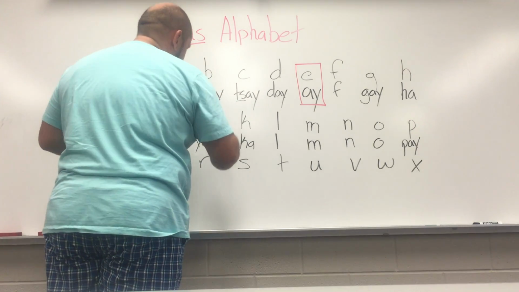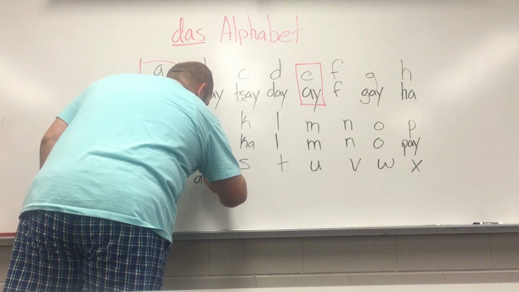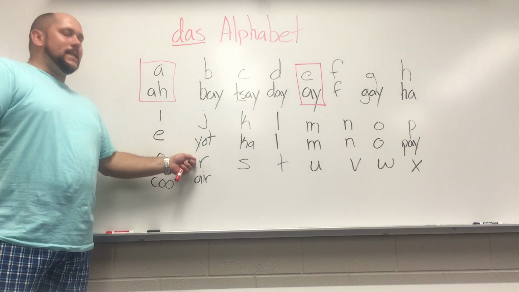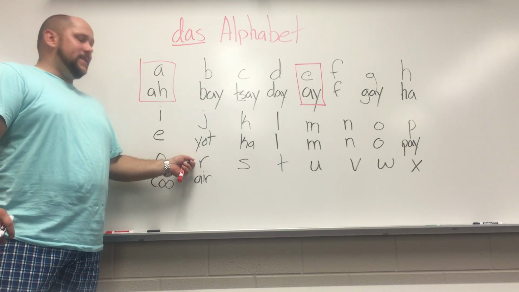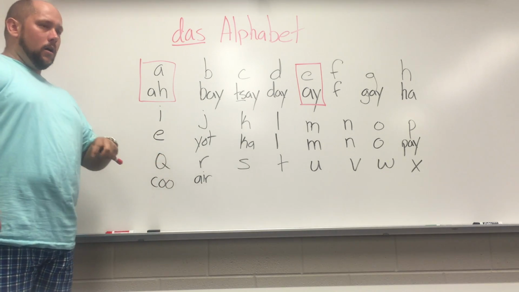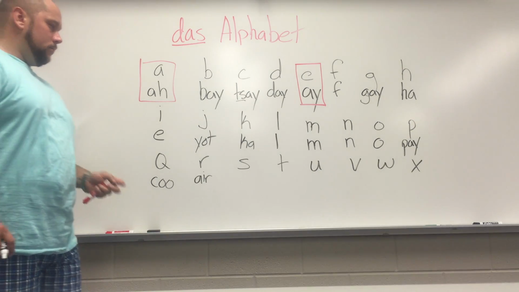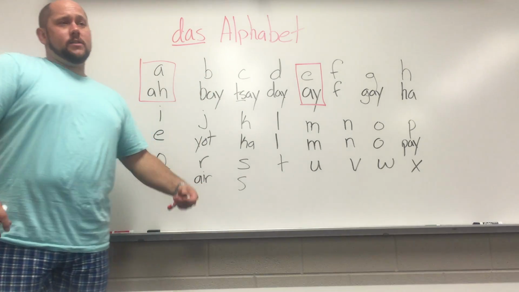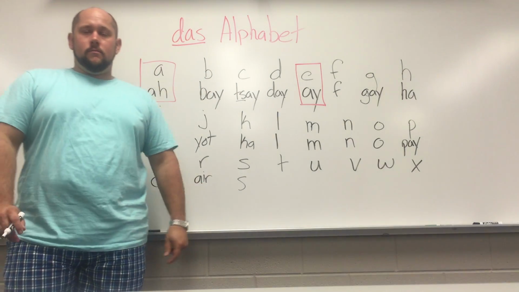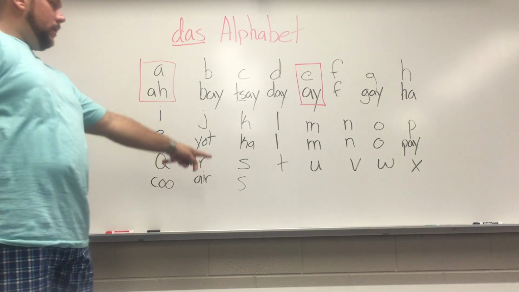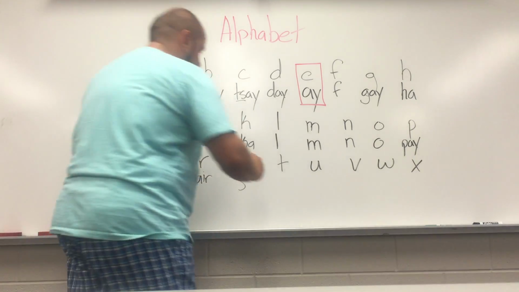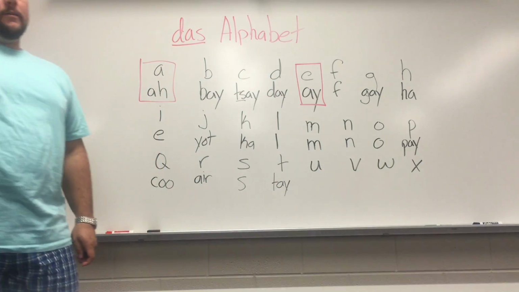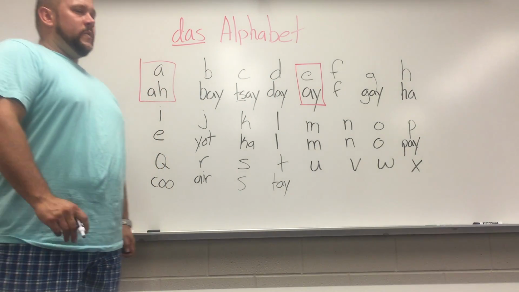What do we all breathe, right? I know everybody's thinking it. We all breathe air. Okay, that's how we pronounce the letter R. We say air. R is air. S, super easy. S is just S. T, the letter T. Tay.